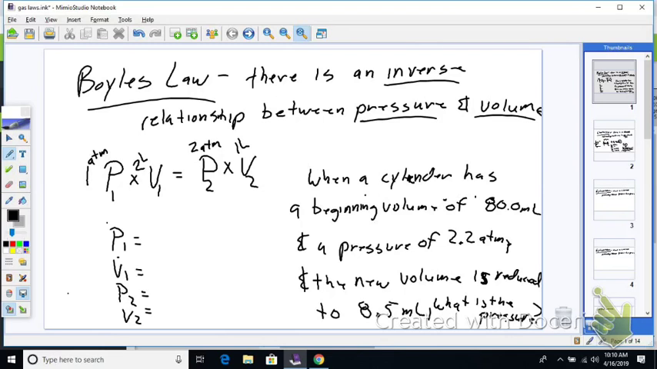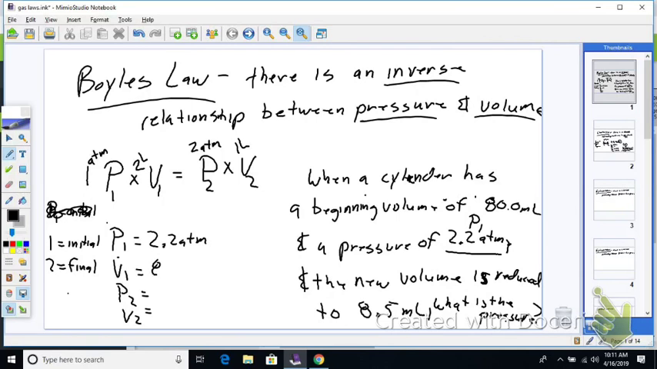So let's just go through and label everything. A lot of times, 1 means initial, what you're starting with, and 2 means final. So what would be P1? 2.2. So right here is P1, 2.2. Okay, V1, do we have that? Yes. What is that? 80.